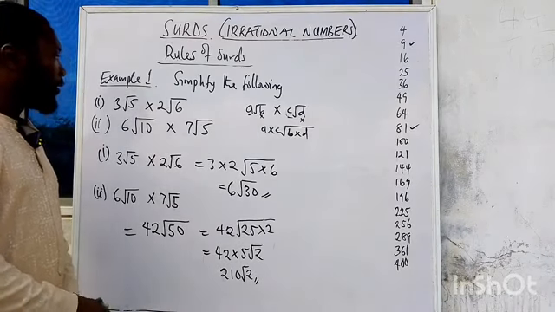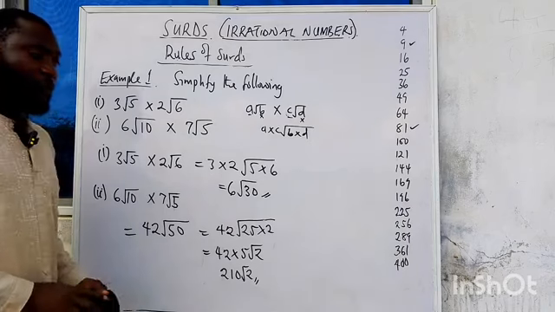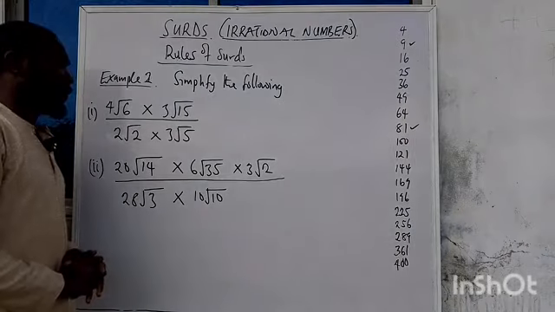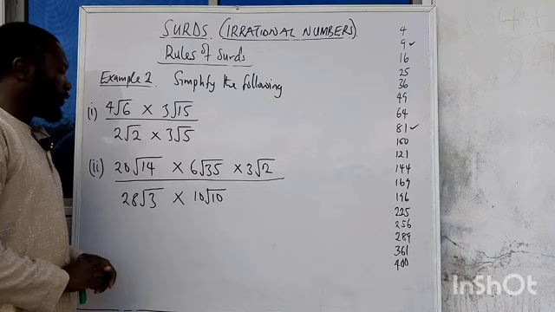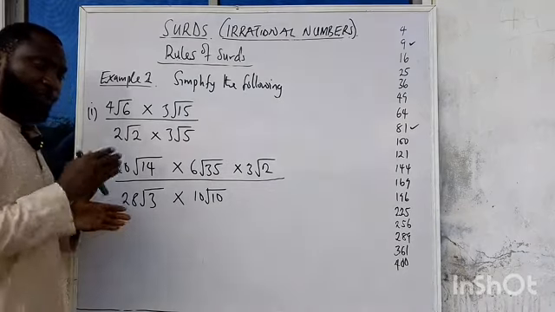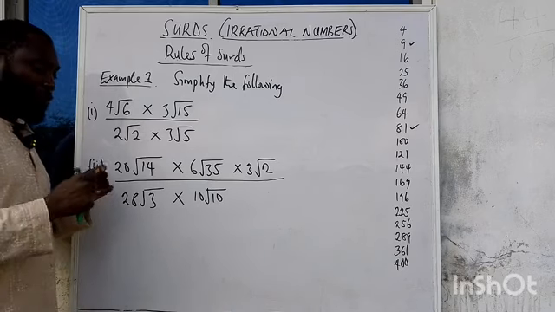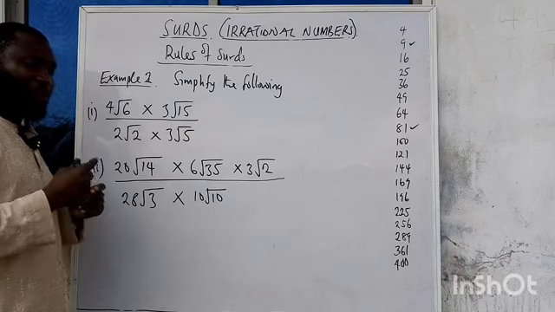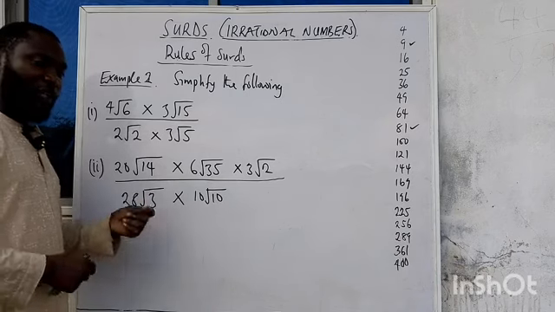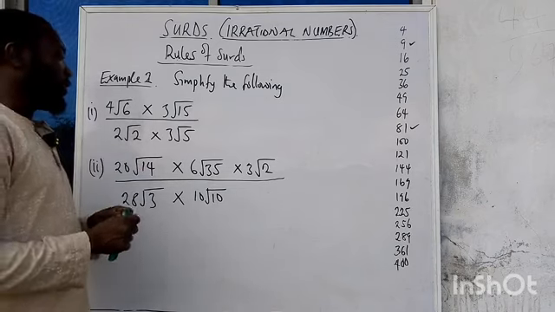So this is all about the product rule. Now let's consider the division rule. How do we divide two surds? You can see these examples include both multiplication and division. In board maths, division rules and multiplication rules can be interchanged. You can divide before multiplication, or multiply before division. Any of the two can be done first.